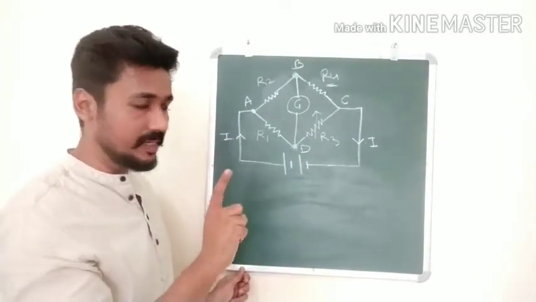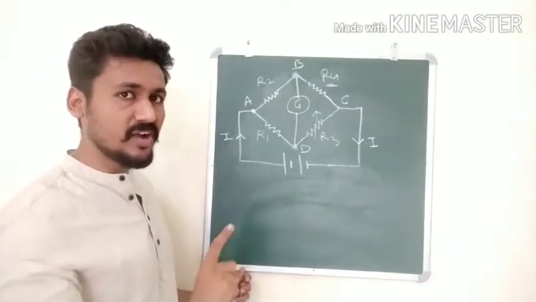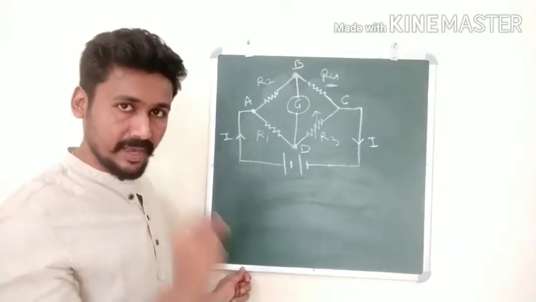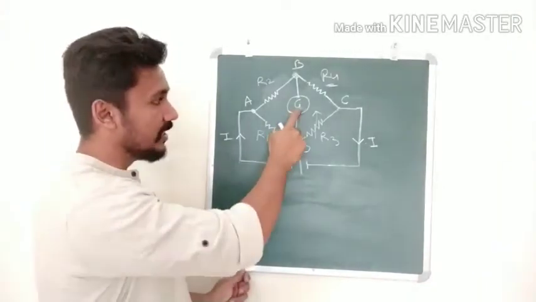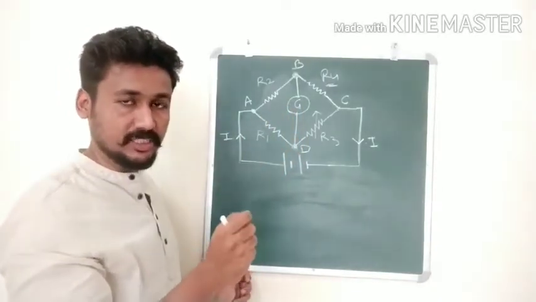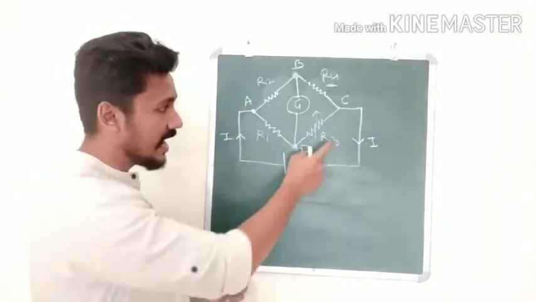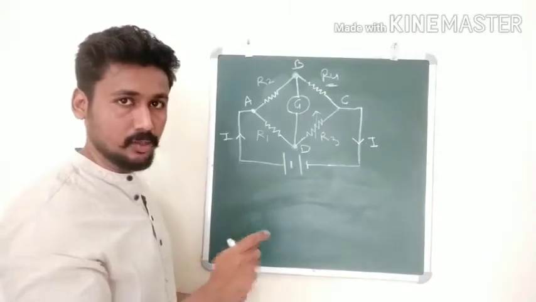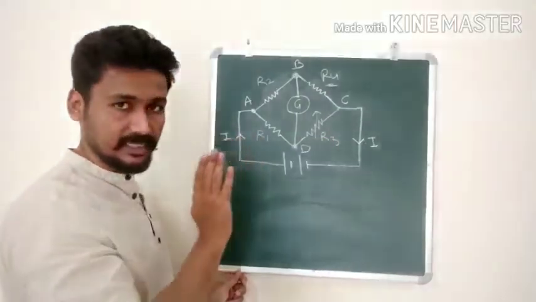The first step in Wheatstone's bridge in finding out the balancing condition is to first bring the galvanometer to zero deflection. To bring it to zero deflection, adjust the unknown resistor. Once that is done, now let us begin.